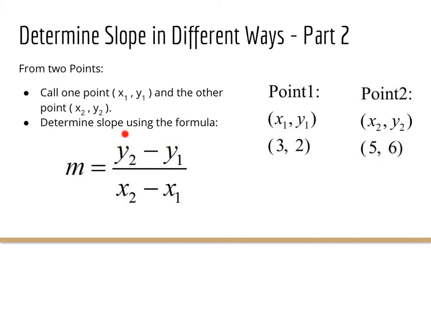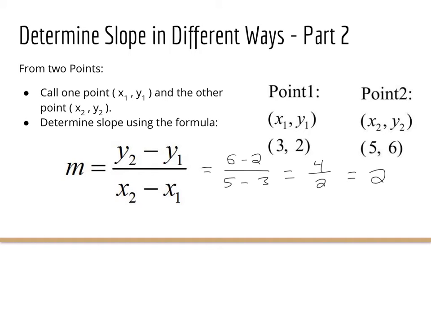Then I just use this formula. m equals y2 minus y1 over x2 minus x1. So I'm just going to plug into this formula. m is the symbol for slope, which you probably remember from Algebra 1. But y2 minus y1 is going to be y2 is 6 minus y1 is 2 over x2 is 5 minus x1 is 3. And then I just simplify. 6 minus 2 is 4. 5 minus 3 is 2. And 4 over 2 reduces to 2. We want to leave our answer as 2 here.